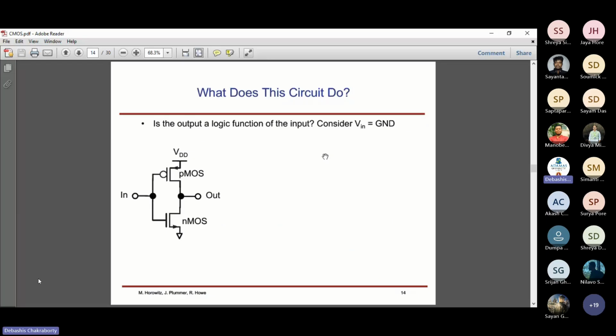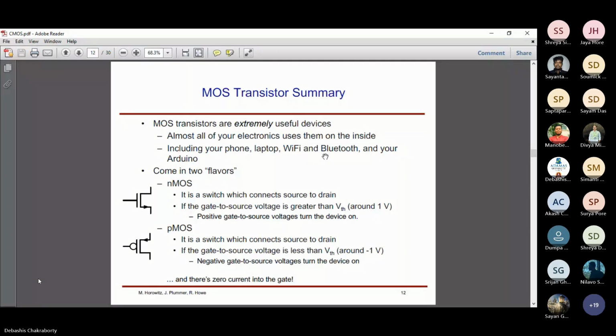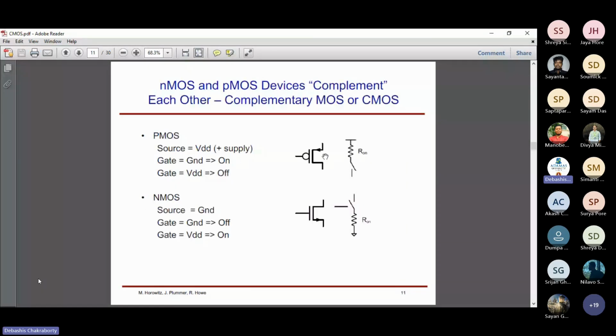Now you do one thing. I'm going back. I hope you have already noted down the symbol for PMOS and NMOS. Now you draw these two symbols. On the top you draw PMOS, on the bottom you draw NMOS, exactly in this manner, in this particular slide. Do you follow me?